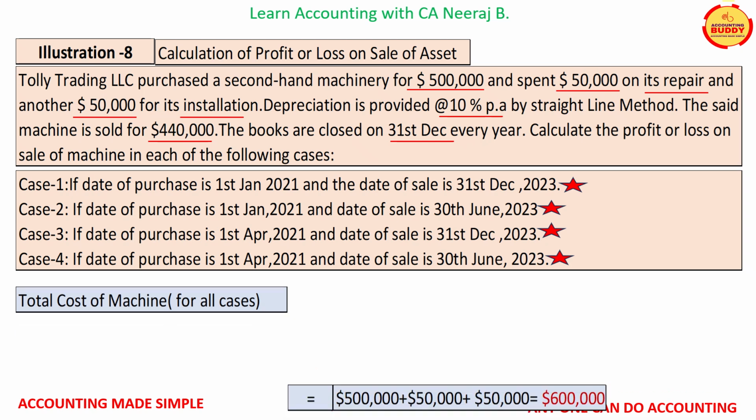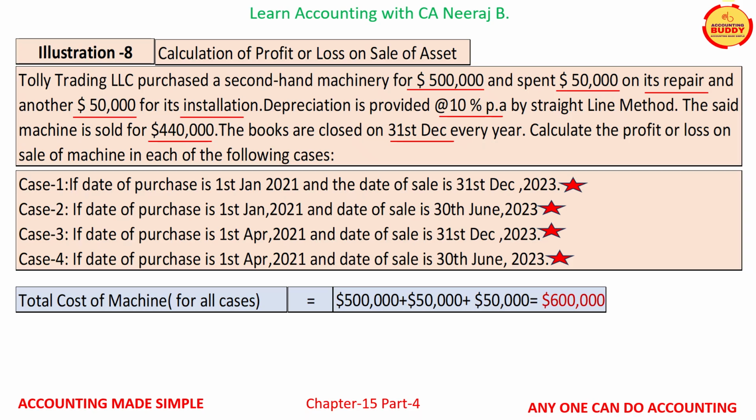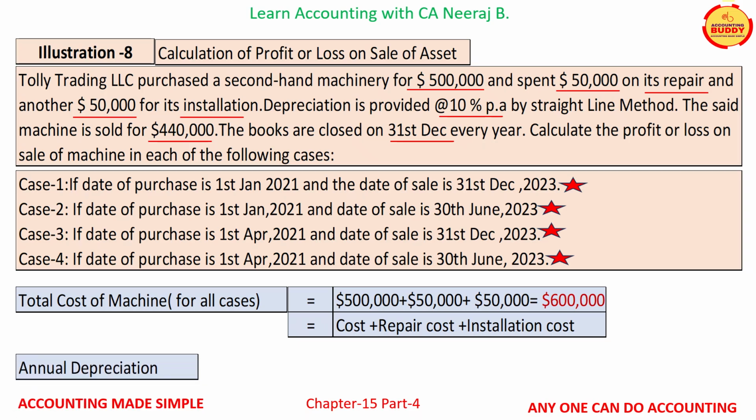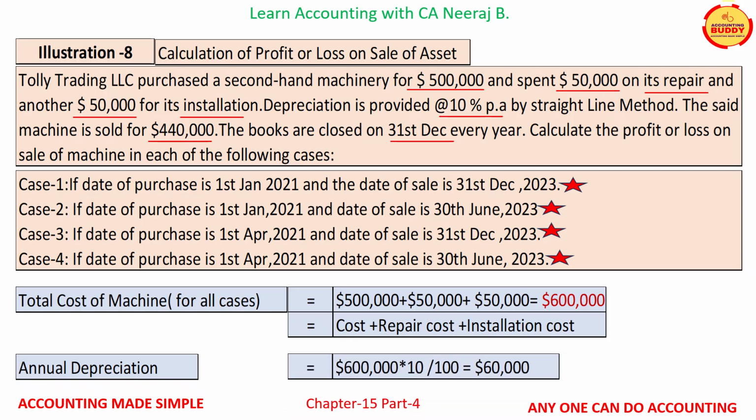The total cost of the machine will be $600,000, which is the sum total of the cost of the machine, its repair cost and its installation cost. Annual depreciation of the machine at the rate of 10% per annum on the straight line method would be $60,000.